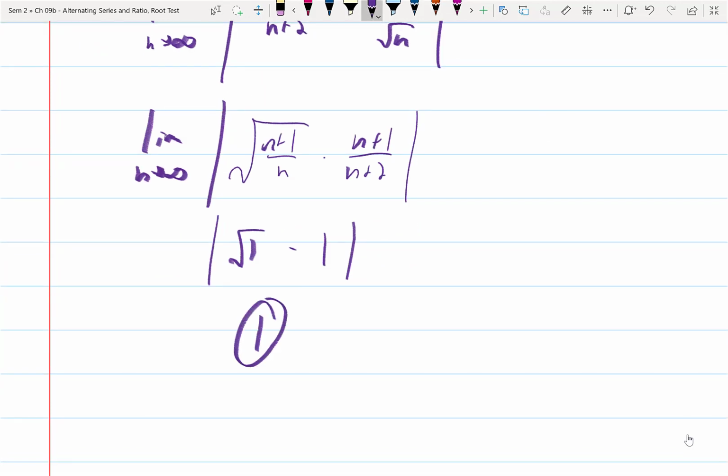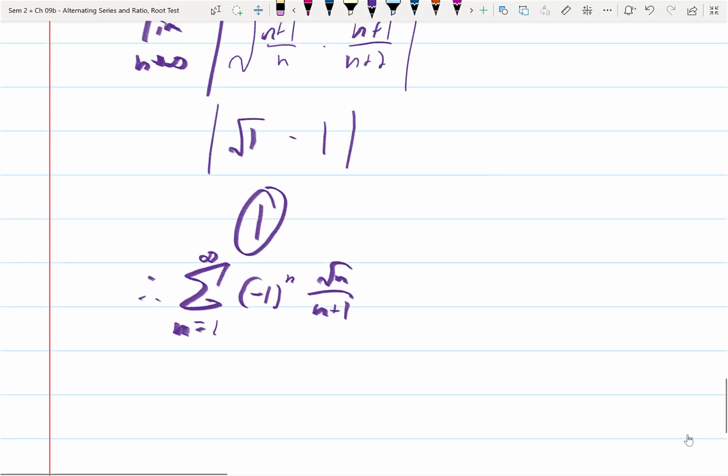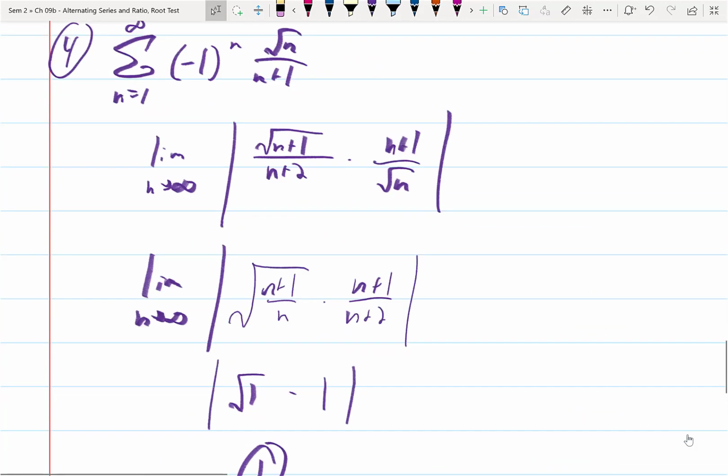which is 1. So therefore we have to say that this sum from n equals 1 to infinity of (negative 1) to the n, root n over n plus 1, is inconclusive by the ratio test. I would have to do something differently. What I could do differently is, let's try this with a different test.